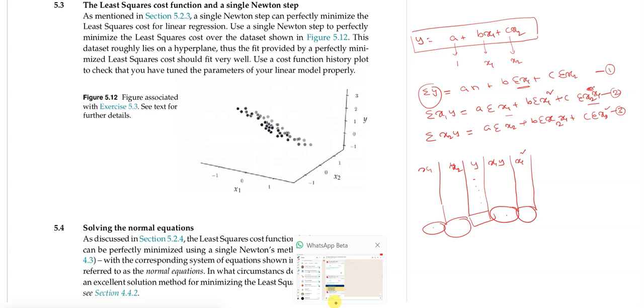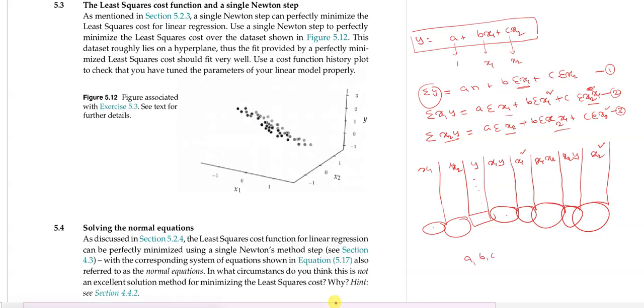x1 x2 is not available, so compute x1 x2 and find its summation. x2 y is not there, so compute x2 y. Sigma x2 is available. x1 x2 or x2 x1 are both the same, then x2 square. By computing and substitution, you may compute the a value, b value, c value. That is what is asked here.